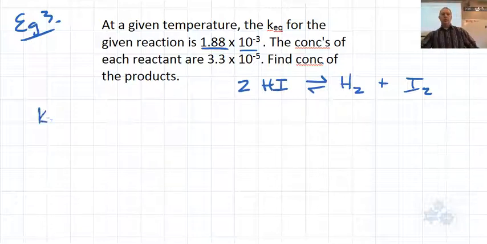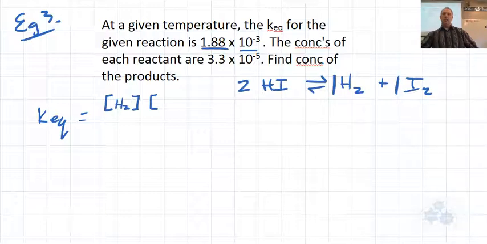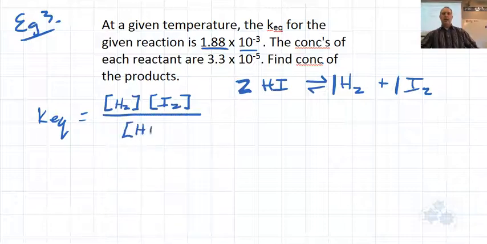So the KEQ expression is going to look like what? Concentration of H2 on top to the power of 1. Now you have to make sure this is balanced, I suppose. I'm assuming that you know this is balanced. If it's an unbalanced chemical equation, you have to balance it first. That's very important. Times the concentration of I2, divided by the concentration of HI squared because of the 2. Okay?